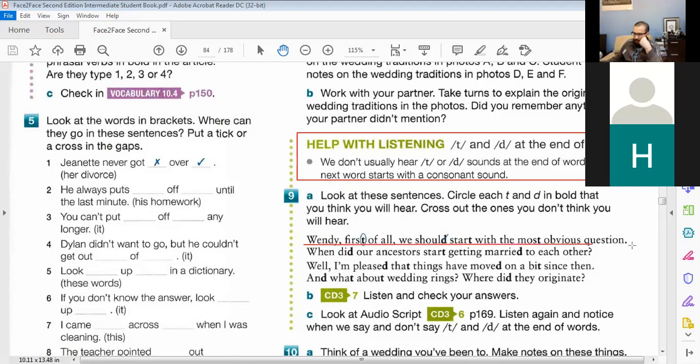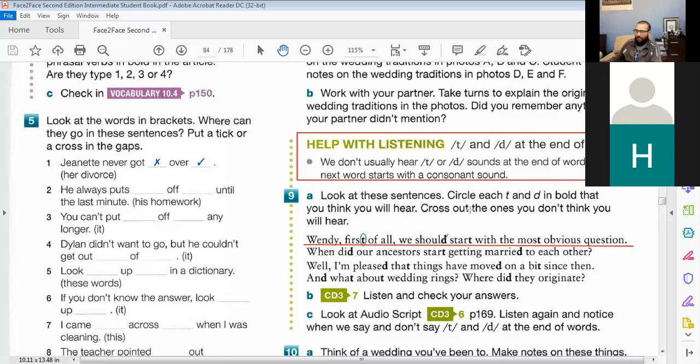Let's use the first sentence as an example. So it says here, Wendy, first of all, so the T is very clear here because you have a vowel after it. First of all, so the T is clear, you can hear it clearly. But in the second example, when we have should start, notice it, we don't say should start, right? We say it very lightly, should start. We should start. It's almost silent. Don't know if you noticed this. It's like you're jumping from should start. The D is very light, almost silent.